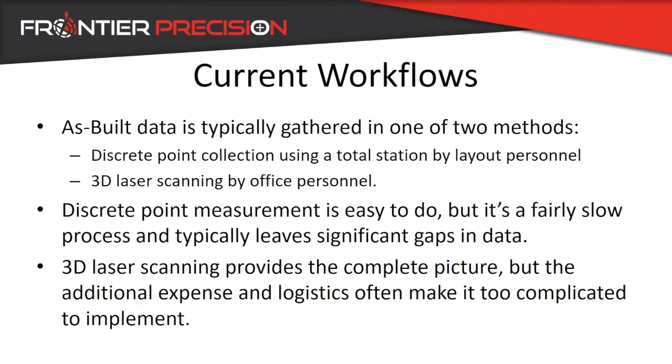You can do it with layout personnel. They're used to using their total stations. It's something that you can implement really, really quickly. But it's a fairly slow process because you're taking a point measurement every time, maybe every 10 seconds or so. And you're only getting the discrete point that you're measuring. So if there is a bow in a wall or something like that, you're going to have a significant amount of a gap in your data that you might not catch.